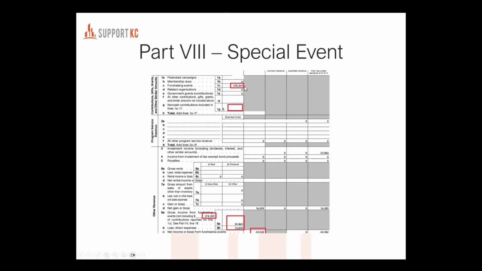So if you net the fundraising event minus the $42,000, you can see that the event didn't lose money. They actually received a substantial amount of contributions for that event. This is on page 9 of your full 990. If you complete an EZ, it'll be a similar breakout, just a little bit simpler.